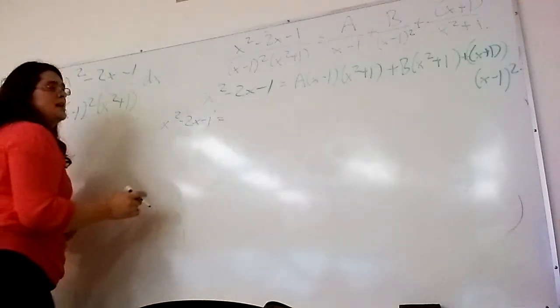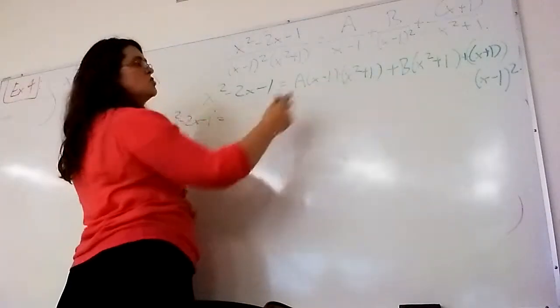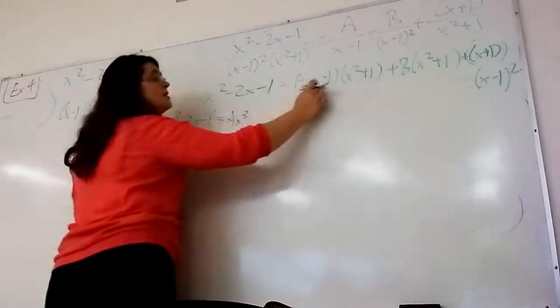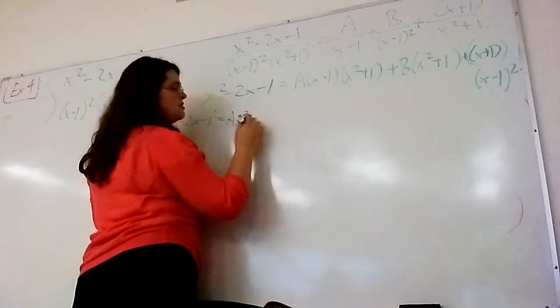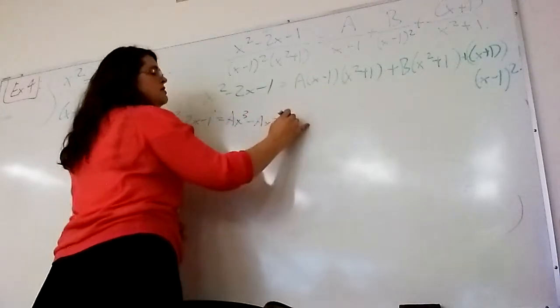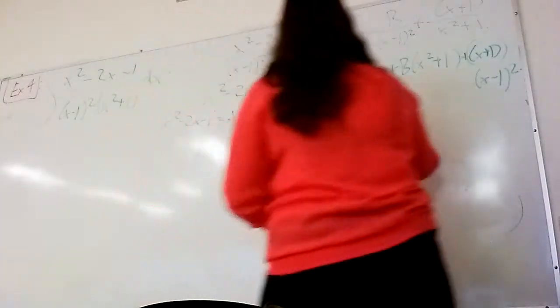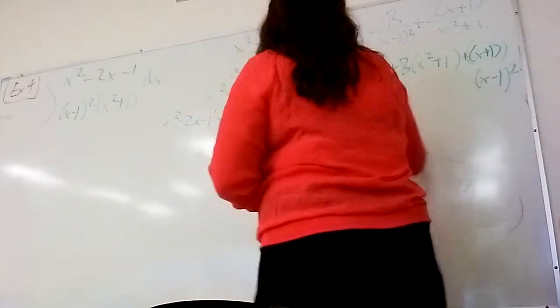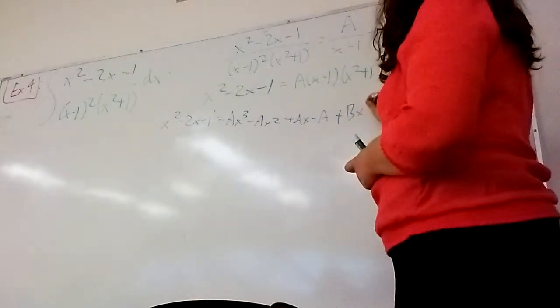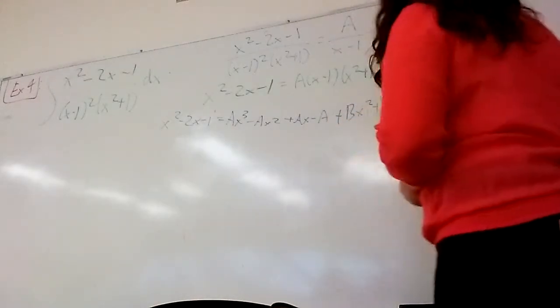If I expand the right-hand side, x times x squared is x cubed, so I'll have an ax cubed. Negative 1 times x squared is negative 1, so I have a negative ax squared. X times 1 is positive 1, so I'll have a plus ax. Negative 1 times positive 1 gives you minus a. Here I'll have a bx squared plus b.